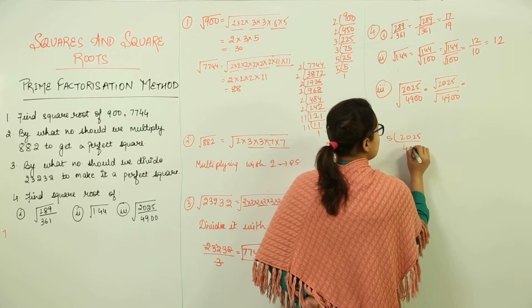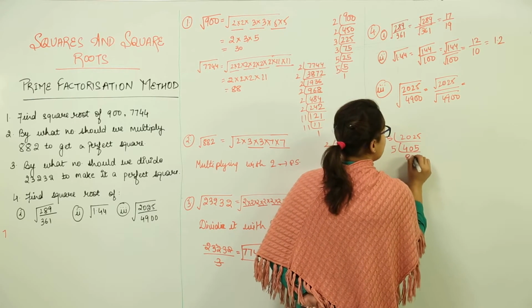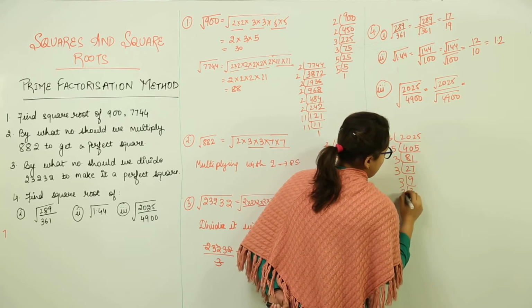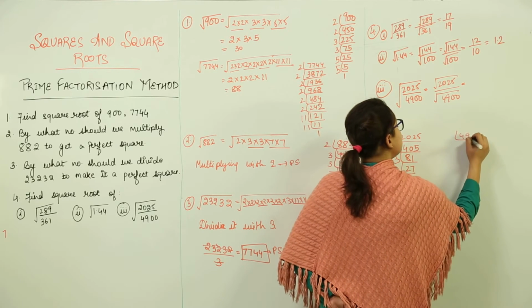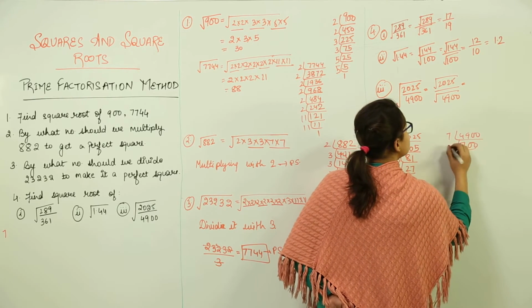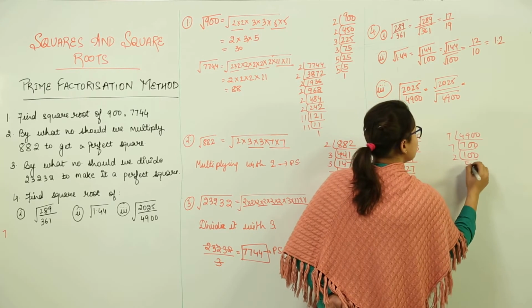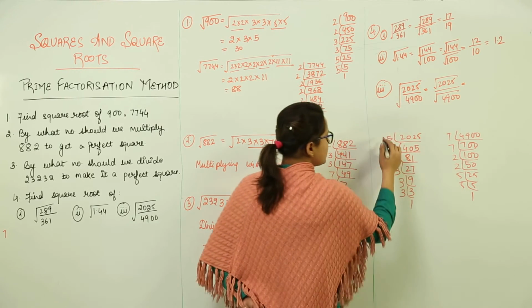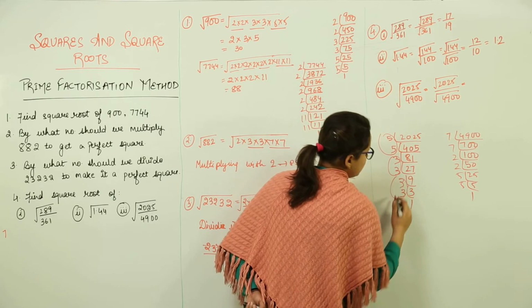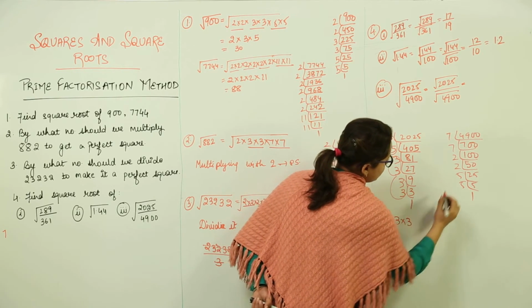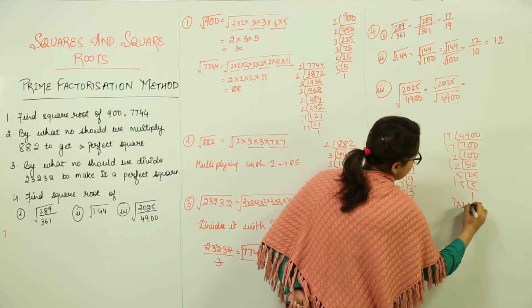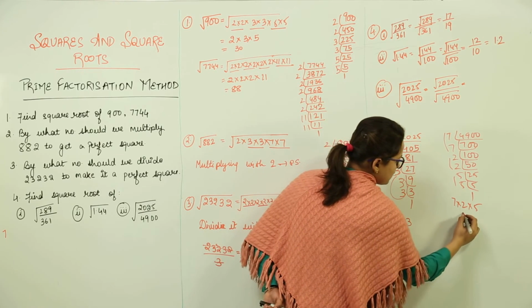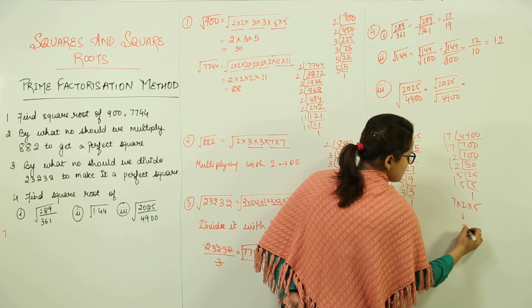So 5 4s are 20, 5 5s are 25, 5 8s are 40 and 1, 3 2 7, 3 9, 3 3 and 3. What about 4900? It would be 7 7, 7 1, again with 2, 2, 5 and 5. So what are the factors? 5 into 3 into 3, I can write it directly. And over here we get 7 into 2 into 5. So 3 3s are 9, 9 5s are 45. And over here we get 5 2s are 10, 10 7s are 70.